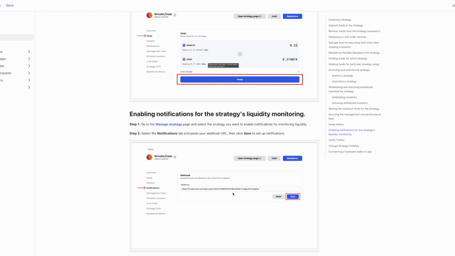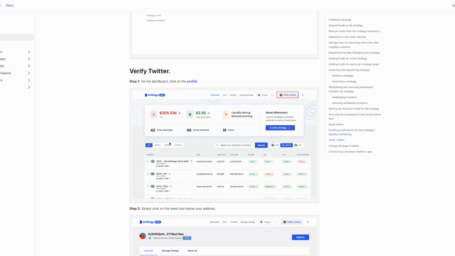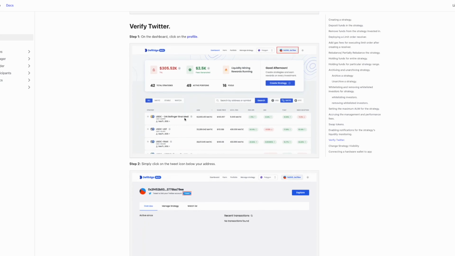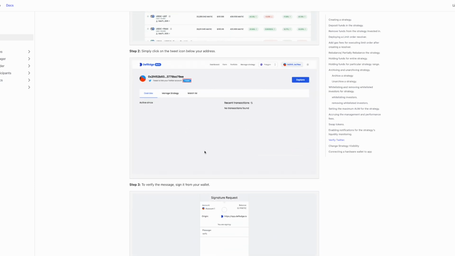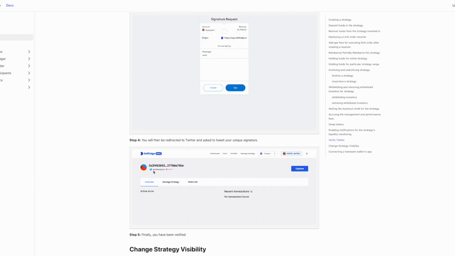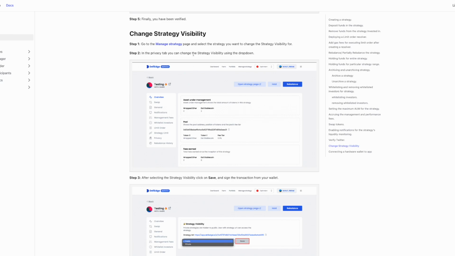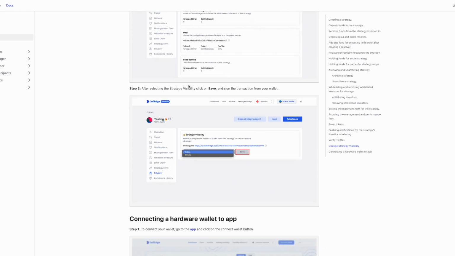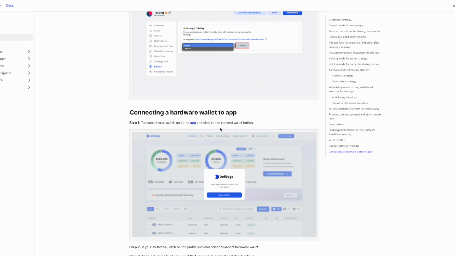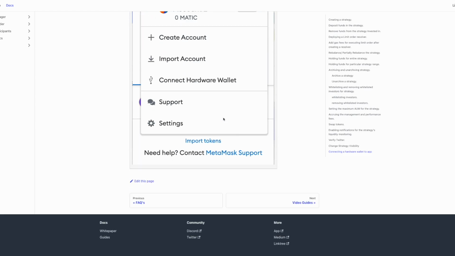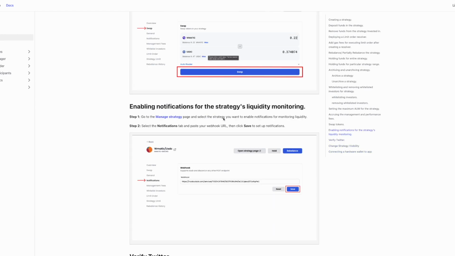And then he can do some notifications as well, and verify on Twitter. Like I said, there was that one strategy that had the Twitter, and you have some Twitter integration here. So that wallet is verified, as this strategy and this Twitter are connected and so forth. And then change strategy visibility, public or private, and hardware wallet. And as you can see, that's pretty much it.